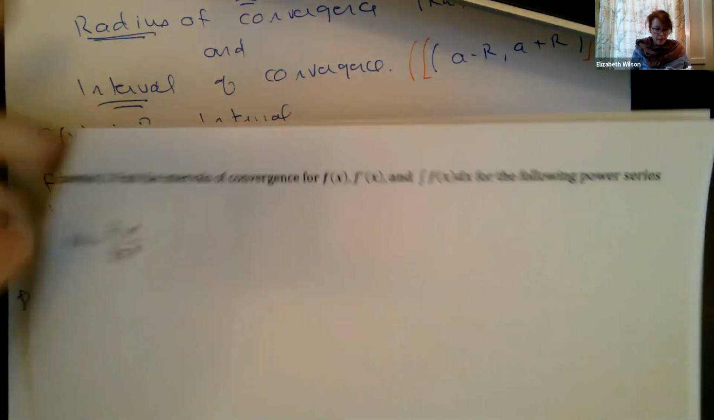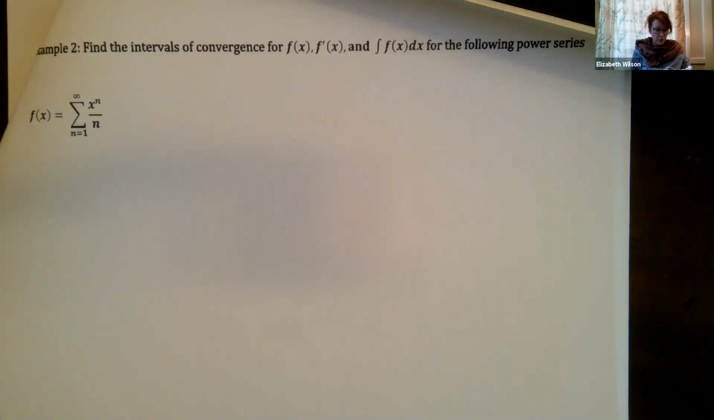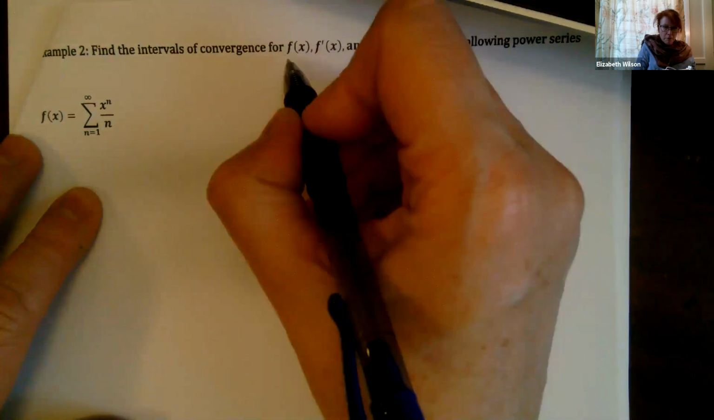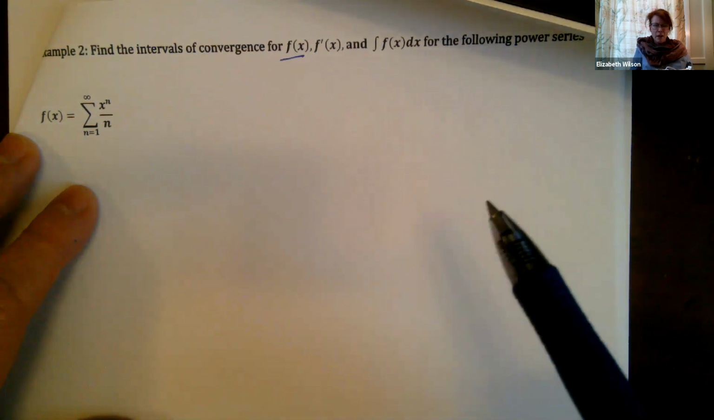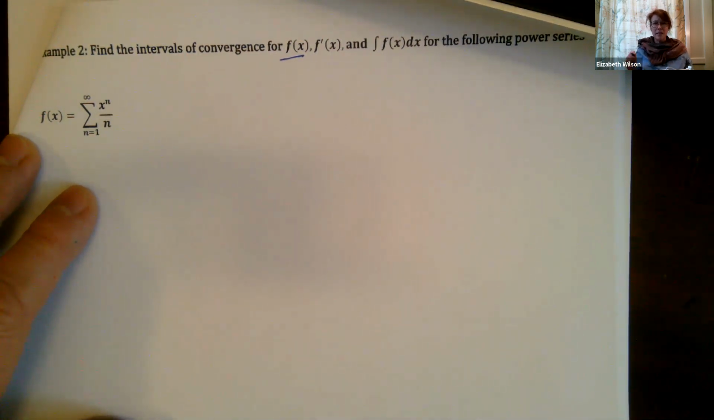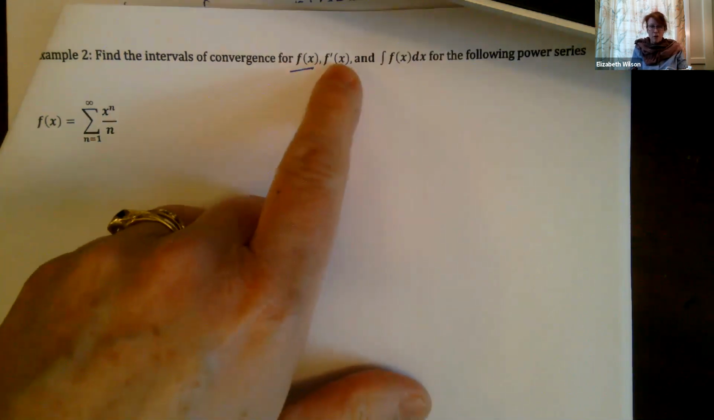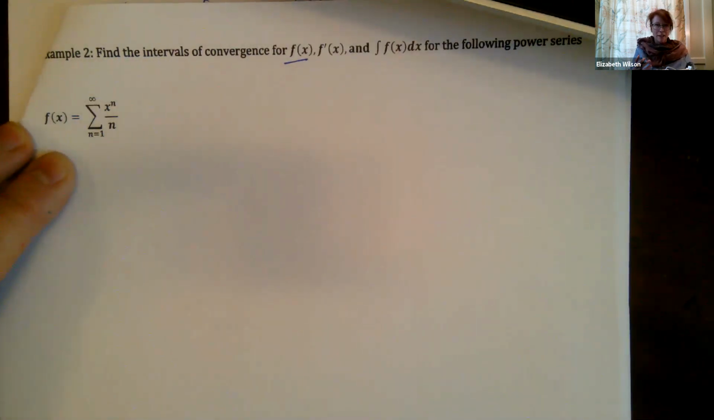Find the intervals of convergence for our function, its derivative, and its integral for this following power series. Because the radius of convergence is the same between the function, the derivative, and the integral, I'm going to find the radius of convergence and the interval for my function first. Then I can just apply it to the derivative and the integral. I don't have to do the ratio test on all three of these things. I only have to do it once on my function. So think about how you're going to consolidate your work.